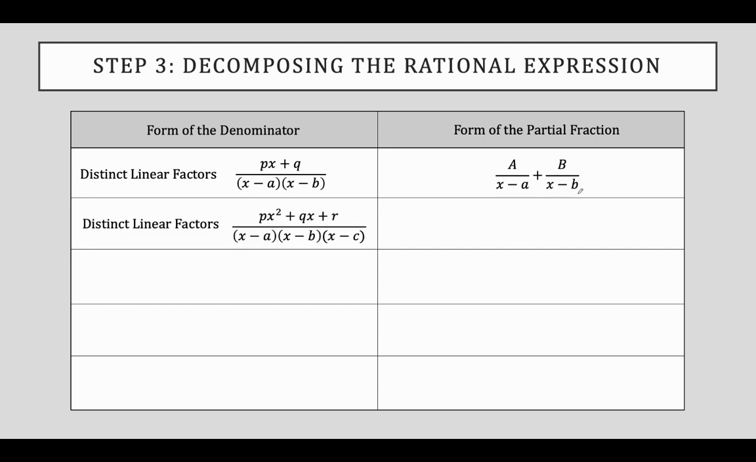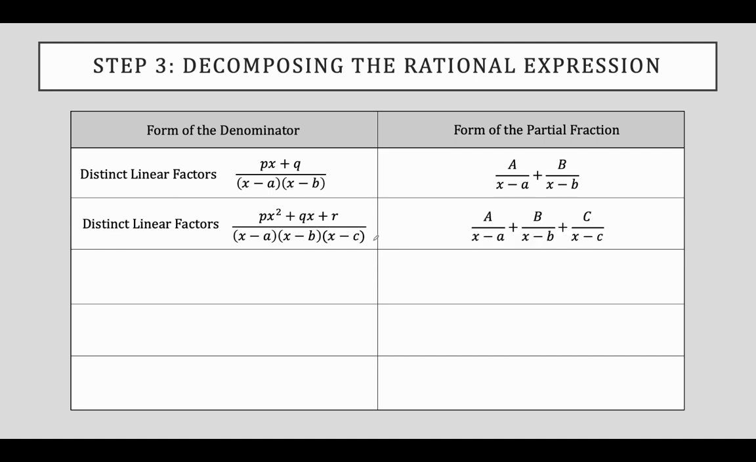Here's another example of distinct linear factors, except in this case, I have three distinct linear factors. Well, again, however many factors you have, that is the number of fractions that is going to be generated. Here I have three factors. This is going to break apart into three fractions. Because each one is linear, I'm just going to put a constant in the numerator.